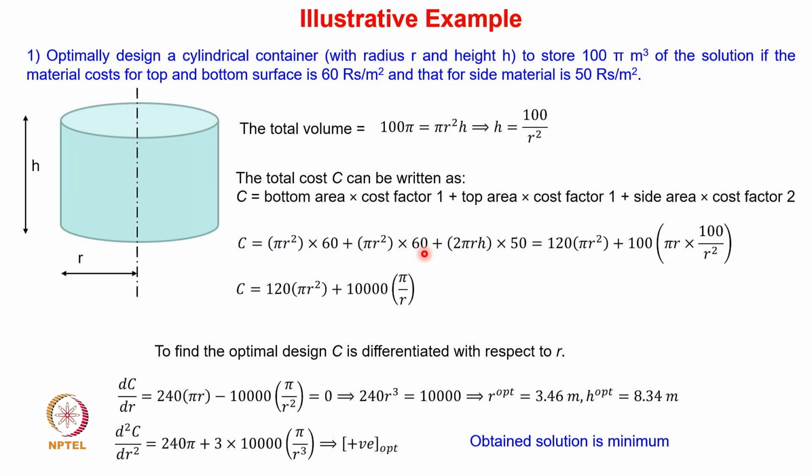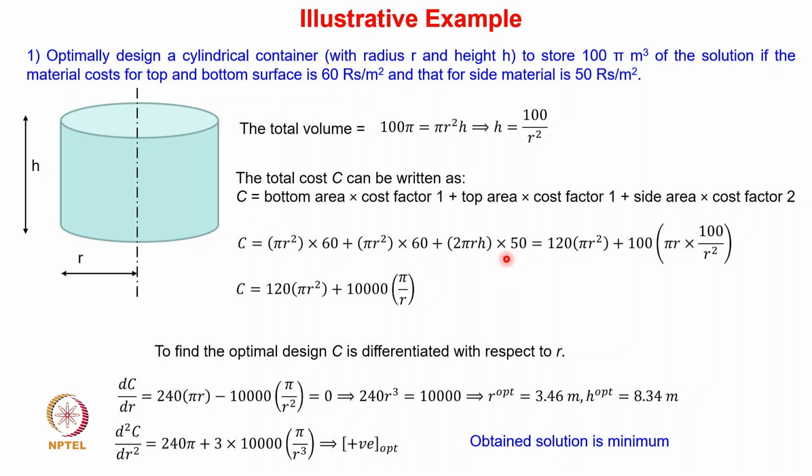So pi r square into 60, and this lateral surface area, the side area, that will be nothing but what? 2 pi r h into the cost factor corresponding to it is 50 rupees per meter square. So this entire sum is going to give us the total cost.